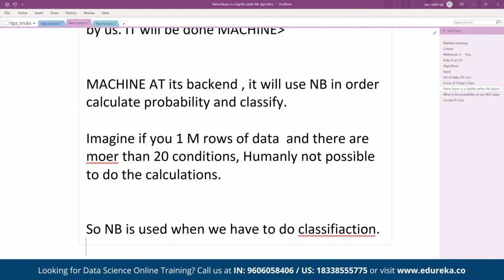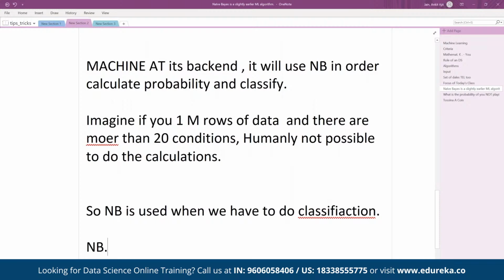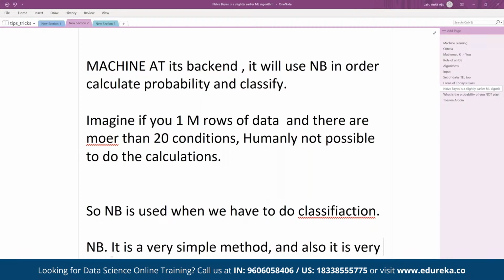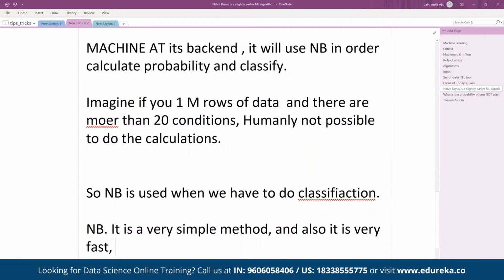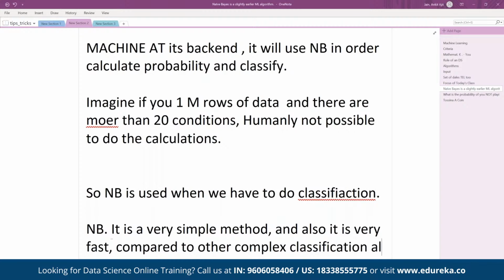Okay, the advantage of using Naive Bayes is that it is a very simple method. You see that there was no complication here, and also it is very fast. The calculations are very fast compared to other complex classification algorithms.